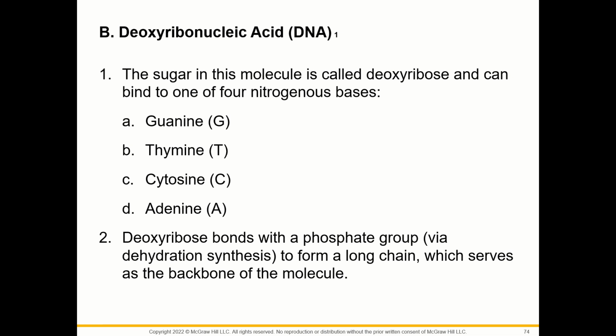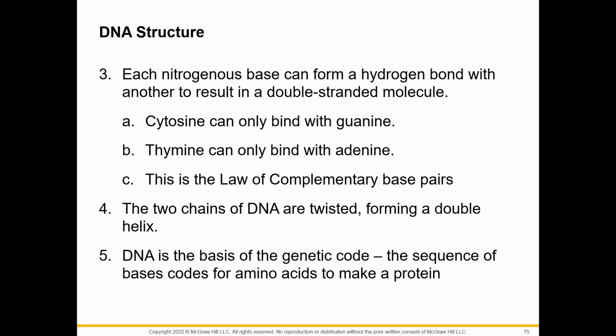And so the nitrogenous bases are going to be attached to that sugar-phosphate backbone, and the nitrogenous bases are going to bind to each other. Each nitrogenous base can form a hydrogen bond with another to result in a double-stranded molecule. Cytosine can only bind with guanine. Thymine can only bind with adenine. So this is the law of complementarity base pairs.